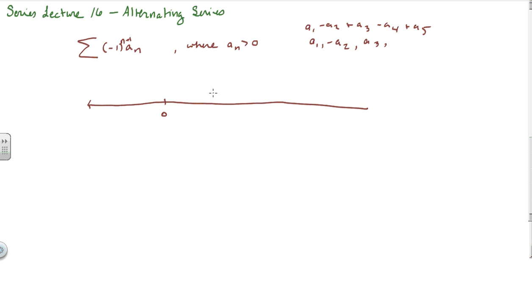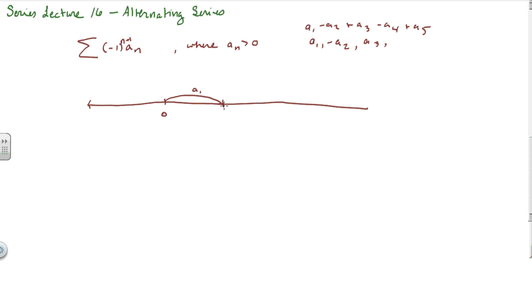Okay, so what's happening with alternating series? Let's just think of this in terms of a number line. So let's suppose we start with a positive number. So I'm going to add a1 to 0. So that's just that first term. The first partial sum is a1, right? That's s1.